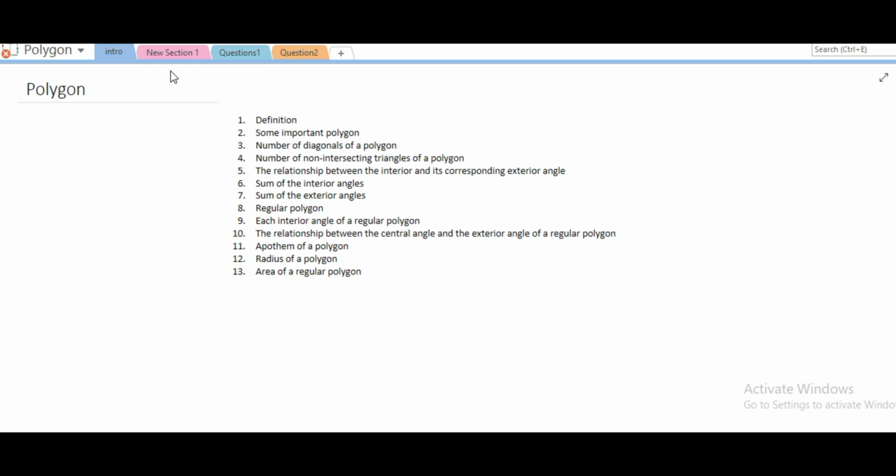Under the polygon, we'll be looking at the definition, some important polygons, the number of diagonals, the number of non-intersecting triangles, the relationship between the interior and its corresponding exterior angle, the sum of the interior angles, the sum of the exterior angles, regular polygon, each interior angle of a regular polygon, the relationship between the central angle and exterior angle of a regular polygon, apothem of a polygon, radius of a polygon, and finally the area of a polygon. So that's our target. So let's start.